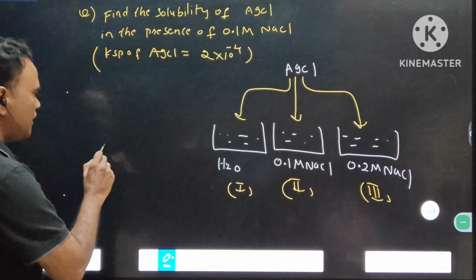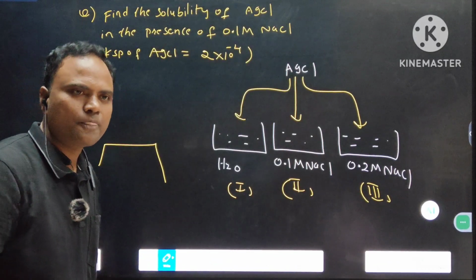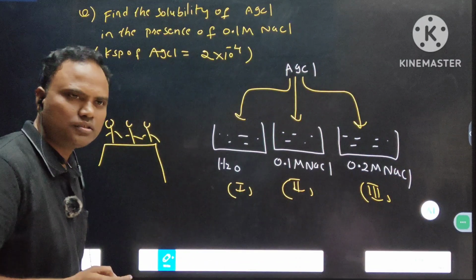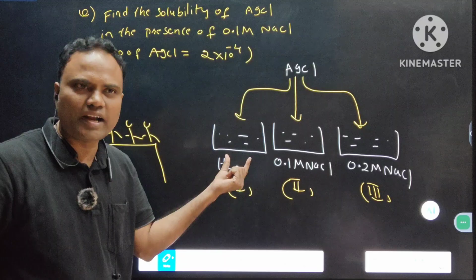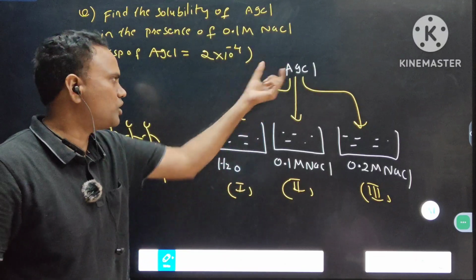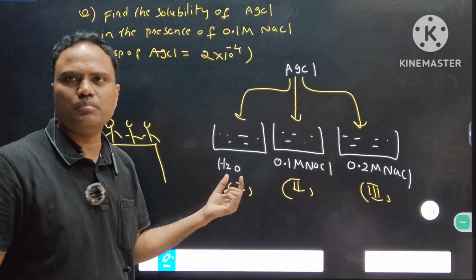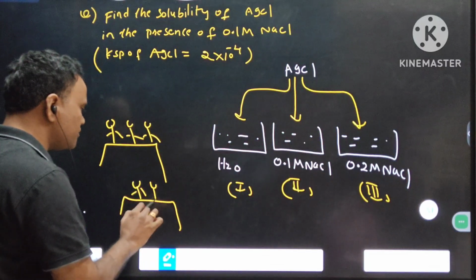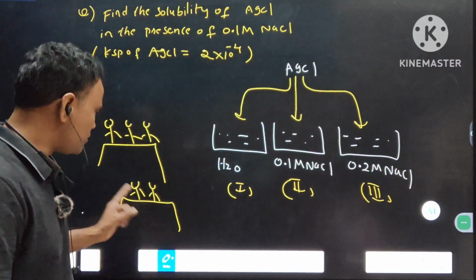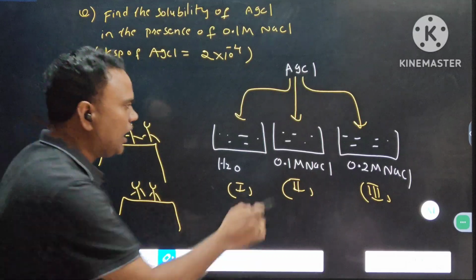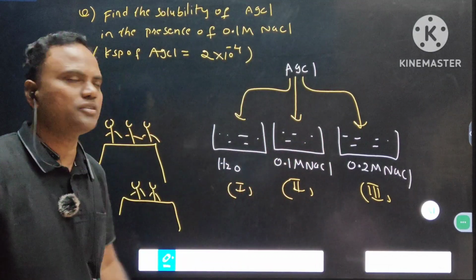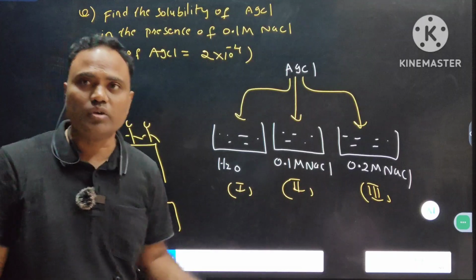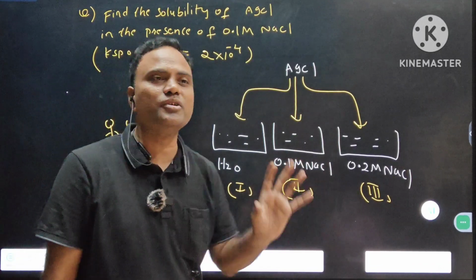For example, take one empty bench. On an empty bench, more students can sit. Is there any chloride ion in it? No, so more AgCl particles will dissolve. If a few students are already sitting on the bench, can a new student come easily? No. Already some chloride ions are present, so new chloride ions will not come easily. Possibility is less. So in the presence of a common ion, solubility is less.